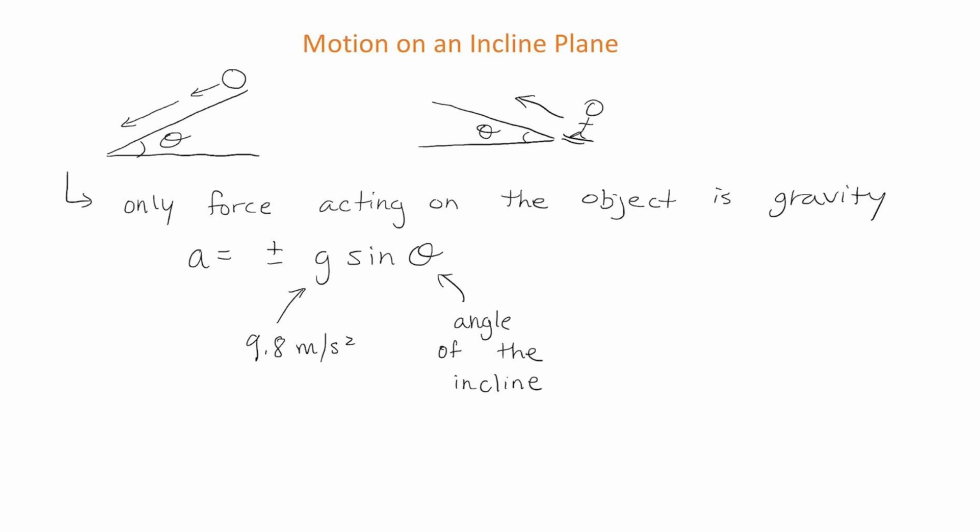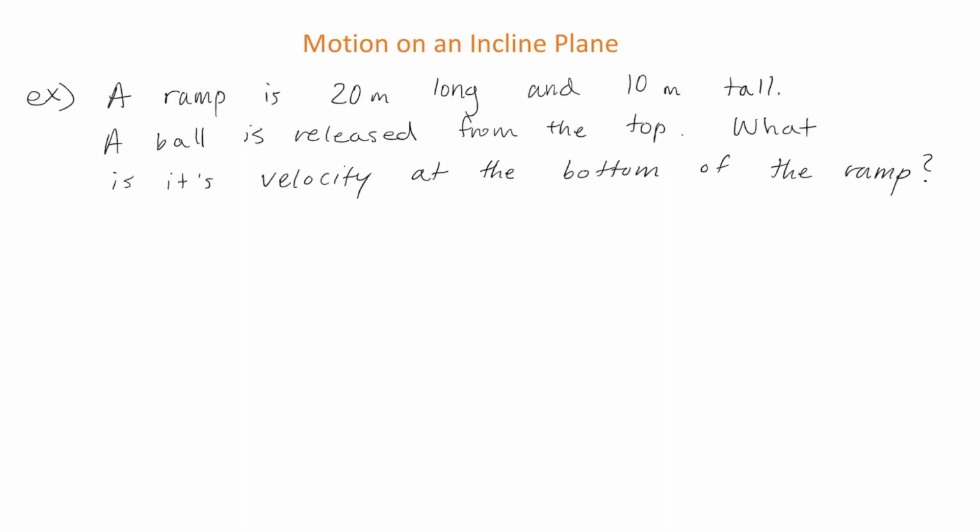Now it's important to recognize that these inclined planes form right-angled triangles, which have a hypotenuse, an opposite side, and an adjacent side. And that means you can use trigonometry to solve for the angle or to solve for the object's displacement, delta x. Let's practice by jumping into a problem.